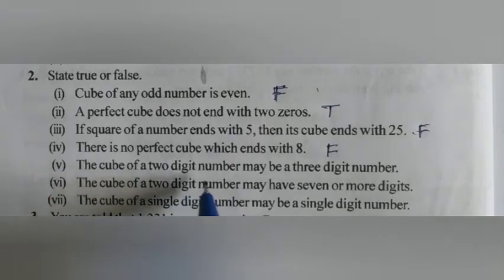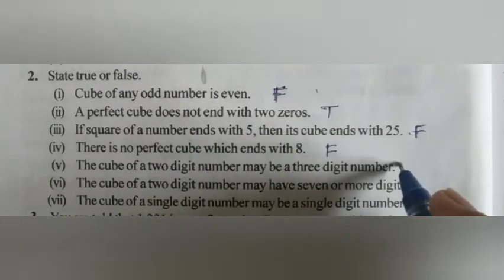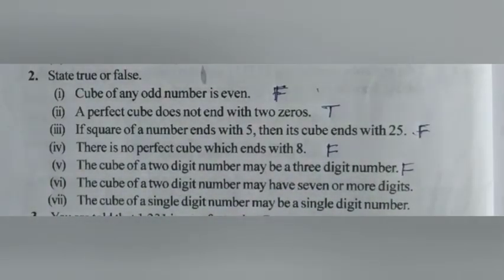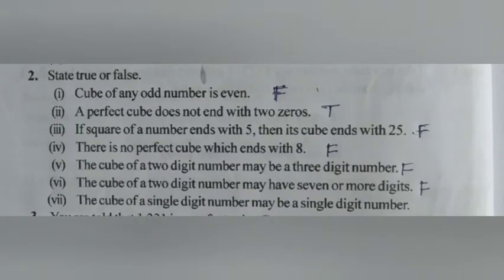Now come to the fifth one. The cube of a 2-digit number may be a 3-digit number. Sometimes it takes 3 digits, sometimes it takes more than 3. That's why it is a false statement. Now come to the sixth. The cube of a 2-digit number may have 7 or more digits. This is also false. More than 7 is not possible.